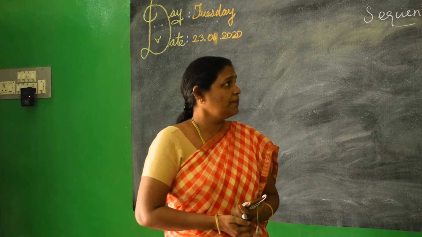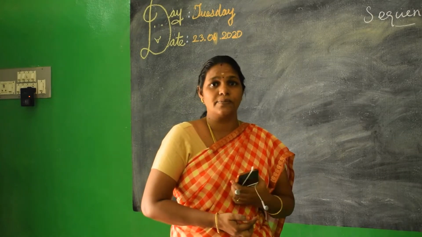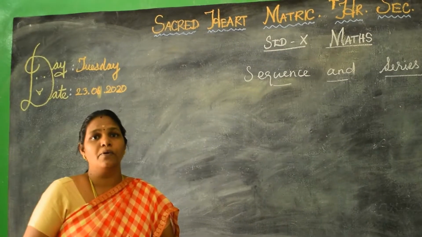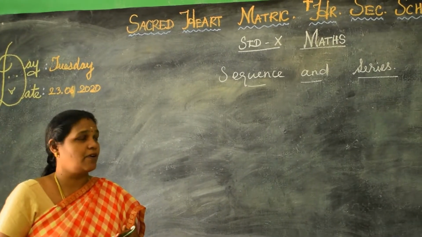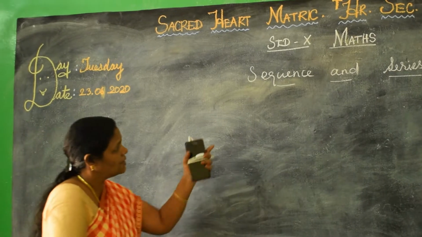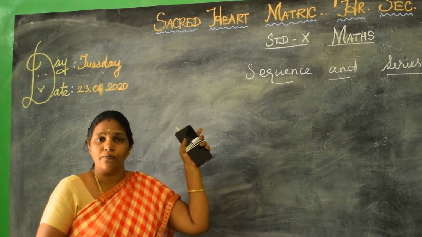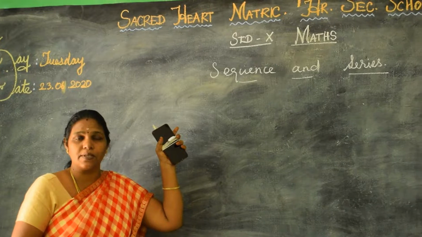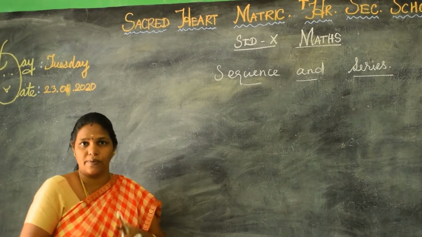Today, we are going to see sequence and series, exercise 2.7. Before that, in the previous classes, what I taught, we will recall it first. So, what is a sequence? An array of numbers in a specific pattern is known as a sequence.